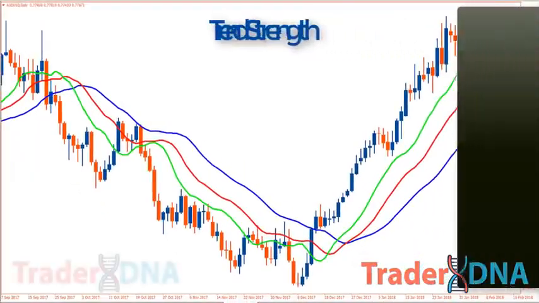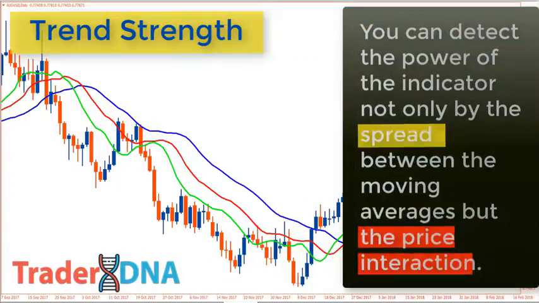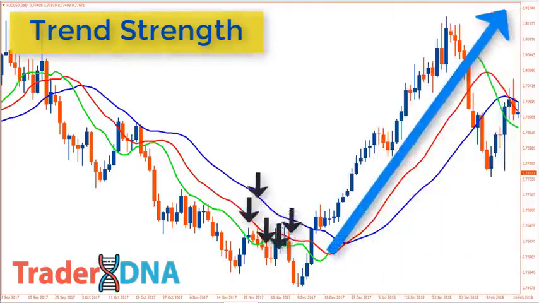Trend strength. You can detect the power of the indicator not only by the spread between the moving averages, but also by the price interaction. If the price goes beyond the green line for short periods, it's a signal that the trend will soon end. The more times the price breaks the green line, the weaker the trend becomes.